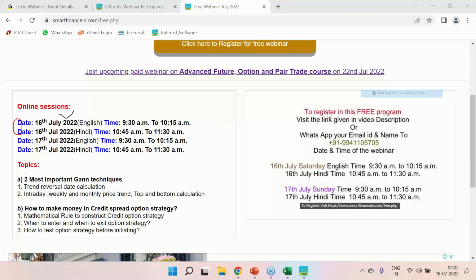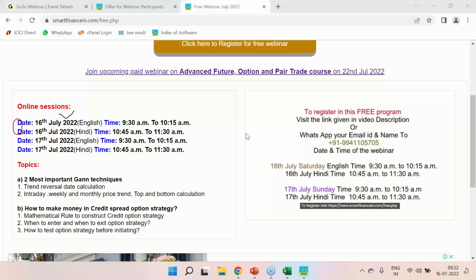So here I have outlined two most important Gann techniques. Trend reversal date is very essential that you should know, because no other study other than the Gann study has the capacity to calculate the trend reversal date. No other study other than Gann studies.